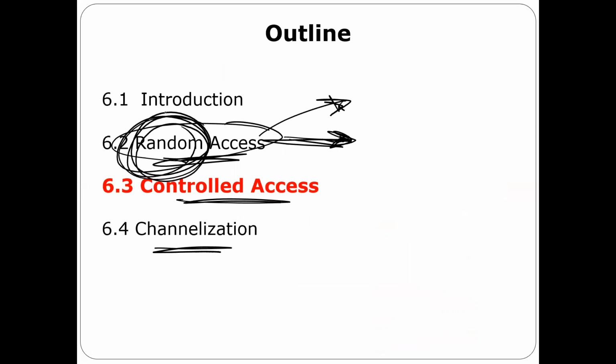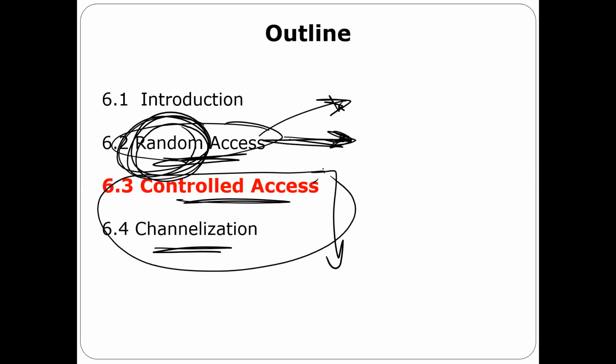Random because there is no prior coordination. We don't do any prior coordination. If you want to transmit, you have to follow some rules and then you transmit. There is no prior coordination. You will understand better when I come to these two. These two are somehow different. When I explain them, you will see the difference between these two and this one.